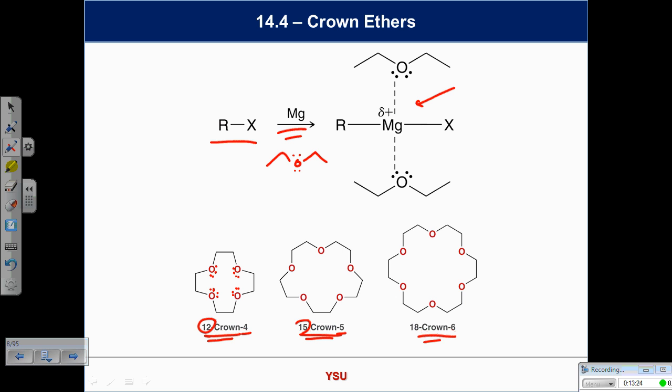Now these are very useful additives for organic chemistry. They help us dissolve metal salts that wouldn't dissolve otherwise, but they're highly poisonous. Right? You'll be very careful with these things because they are very, very poisonous.